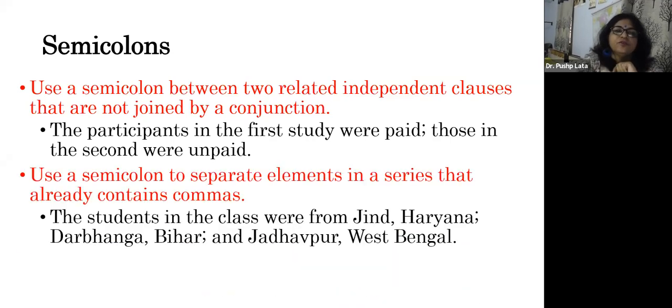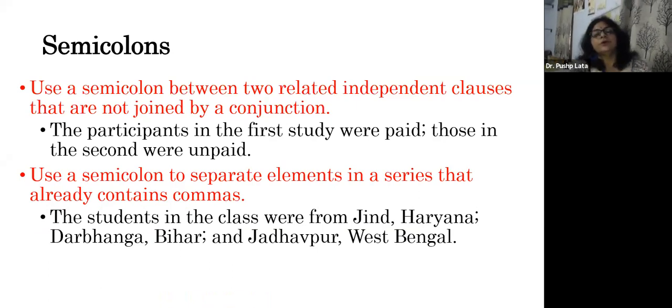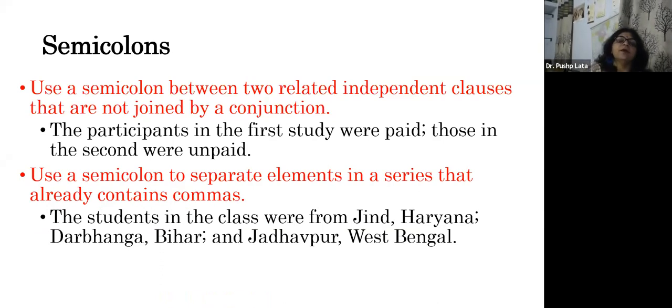Use a semicolon to separate elements in a series that already contains commas. You know, you have put a comma somewhere and now you have a listing of the items. So there also you can do that. The students in the class were from Jind, Haryana, because you know Jind is in Haryana. So after Jind you have already put a comma. So after Haryana you cannot put a comma. You have to put a semicolon.